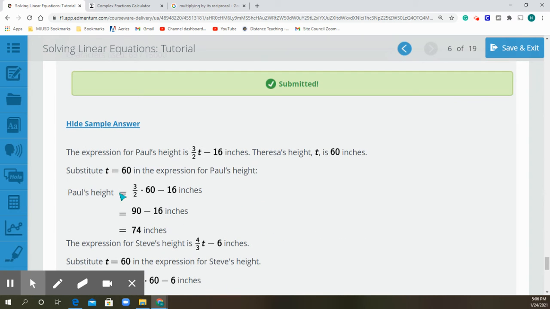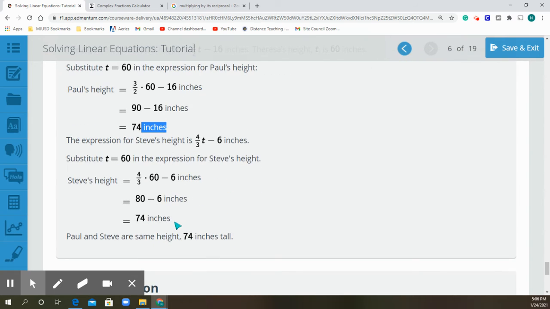Hit submit. Double check. 74 inches. 74 inches. Yay! Paul and Steve are the same height. They are 74 inches. We proved it. Why they had to make it all difficult, I don't know. But there we go.